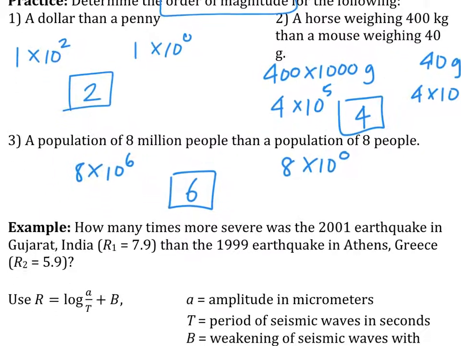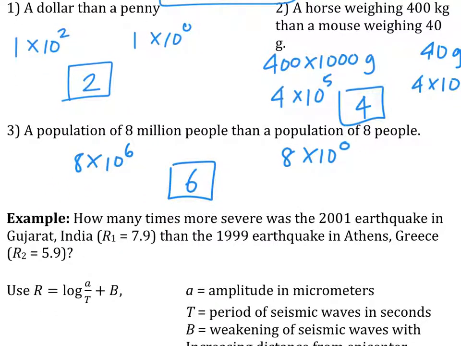Okay. Next one. Earthquakes. So we're going to apply orders of magnitude to earthquakes. It says, how many times more severe was the 2001 earthquake at this place in India? And R1 means Richter scale. Do you guys know what Richter scale means?